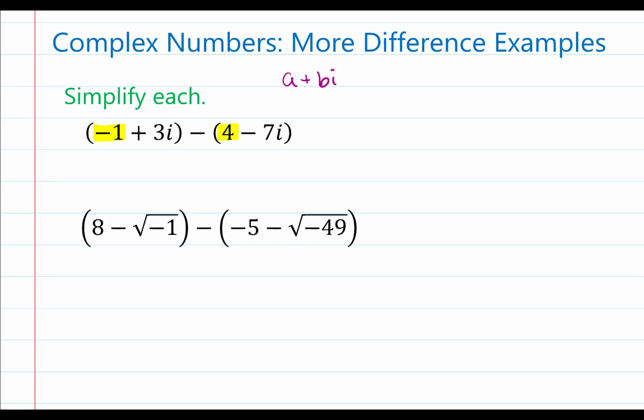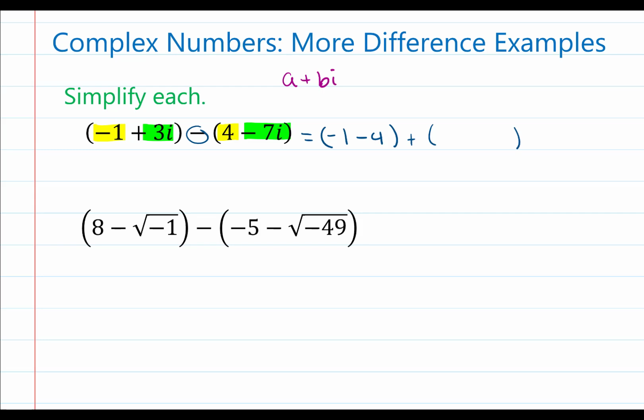Let's look at our first example and identify the real parts, which are -1 in the first complex number and 4 in the second complex number. So let's rewrite this as -1 minus 4. And again, it's subtraction because we're subtracting the two complex numbers. Plus, and now we're going to subtract the imaginary parts. The imaginary parts of the complex numbers are 3i and -7i.